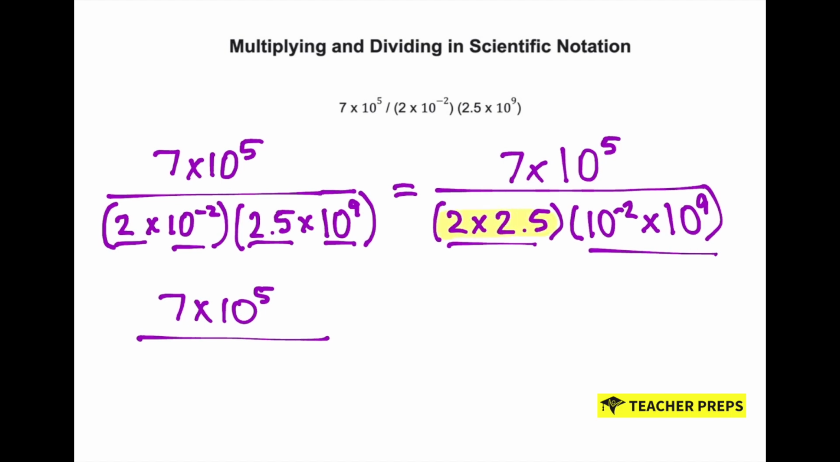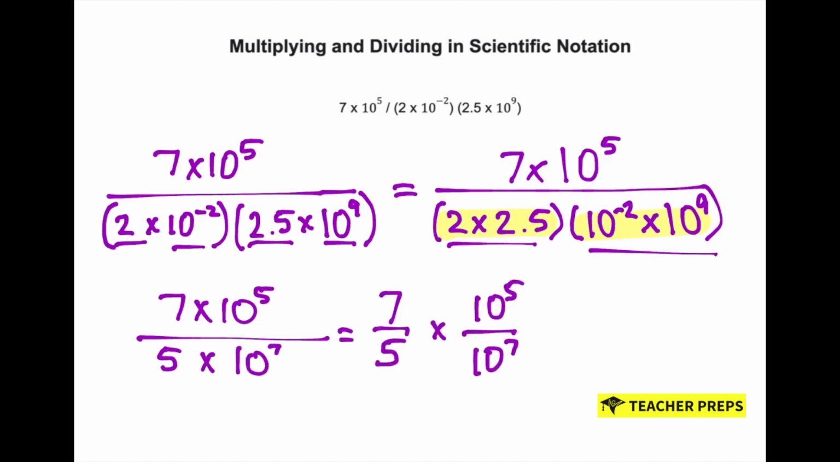2 times 2.5 is 5. And then we need to take 10 to the negative second power times 10 to the ninth power. When you multiply with exponents, you add the powers. So negative 2 plus 9 is 7. So we have times 10 to the seventh power.